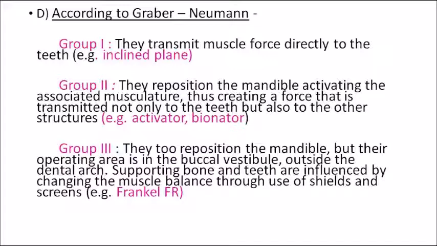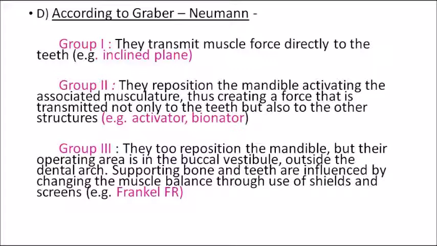Now group 2 is one where they reposition the mandible. That is, when you place this myofunctional appliance, they displace the mandible, which in turn stretches the associated musculature, which creates a force that is transmitted not only to the teeth but also to the other adjoining structures. That is, not only the dentition but the jaw as well. So this includes your commonly used myofunctional appliances, that is your Activator and Bionator.